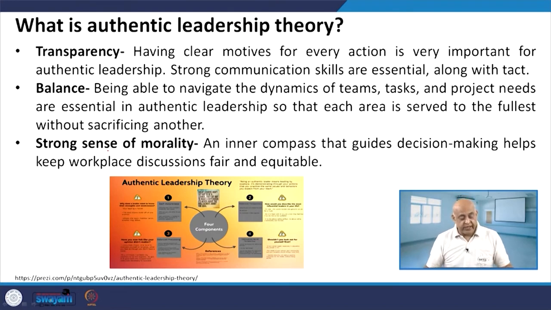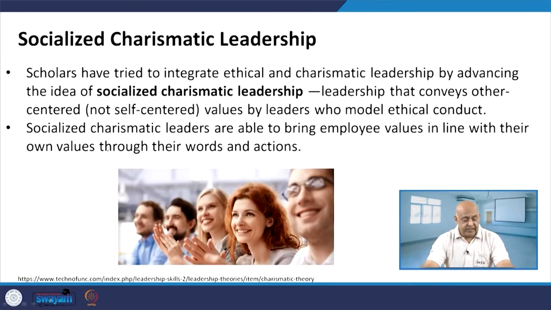Strong sense of morality. An inner compass that guides decision making helps keep the workplace discussions fair and equitable. So, here it is very, very important that whatever the discussion is, it is a fair discussion. Fair discussion means without biasness, and whenever any discussion is without biasness, then definitely you will find the organization is creating a positive work environment.